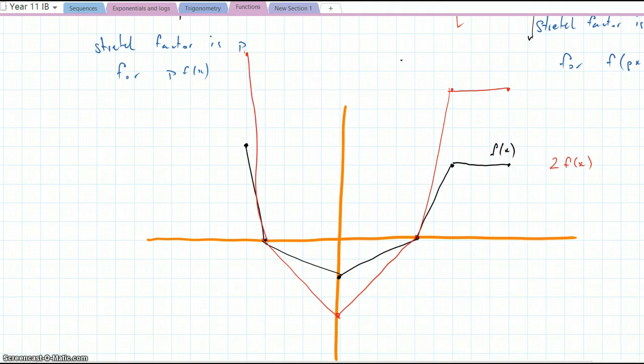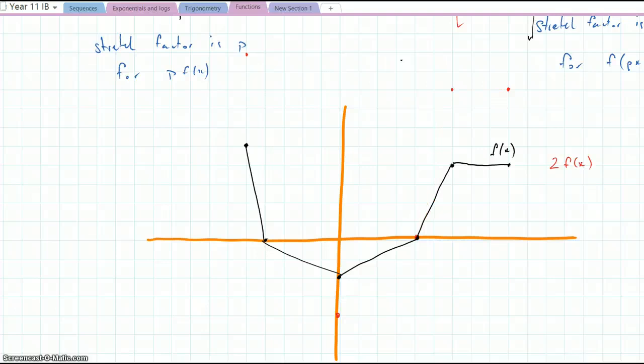Okay, so you can imagine that black function just being stretched vertically that way, and we end up with the red function. Okay, so remember vertical, if we multiply outside the function, then it's going to be a vertical stretch. If we multiply inside the function, it's going to be a horizontal stretch, and we'll have a look at what changes there. So outside the function, it affects the y coordinates, not x.